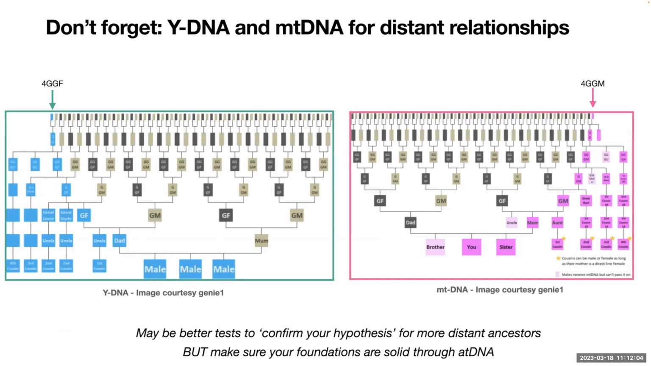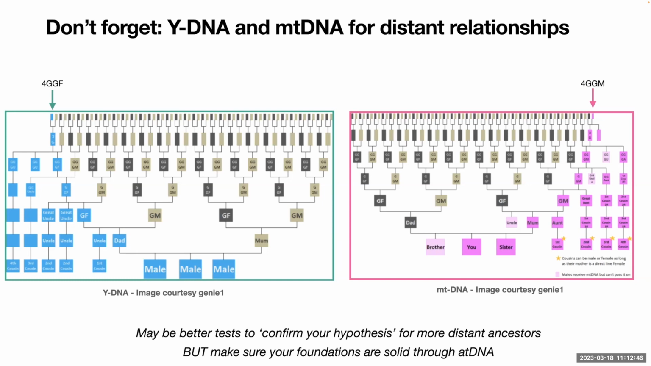And don't forget, in terms of gathering evidence for your ancestors, Y-DNA and mtDNA for distant relationships are probably the best test you can get, really, back at the fourth great-grandparent or fifth great-grandparent level. But often it's difficult to find the right people. And don't invest in these tests unless you're pretty confident that your base is solid through your autosomal analysis. So make sure you've confirmed at least a few generations.